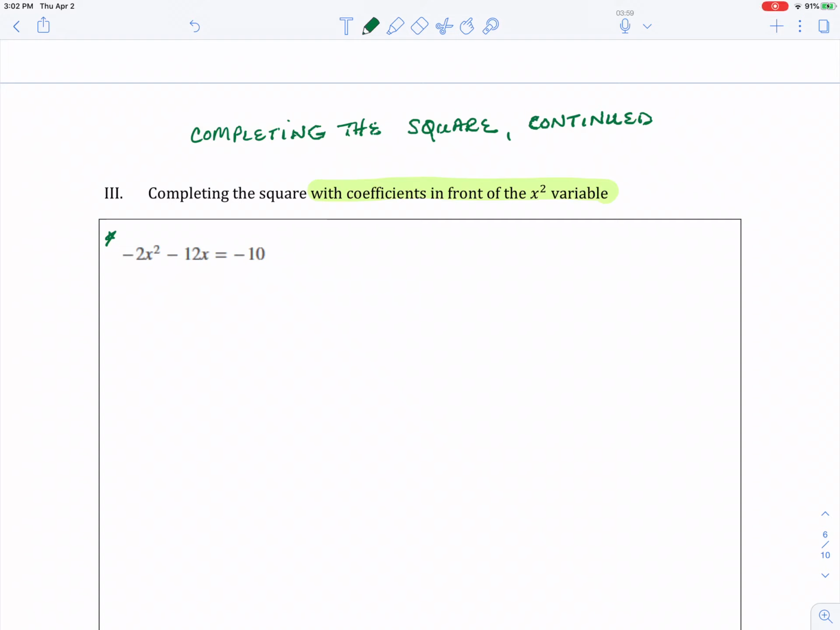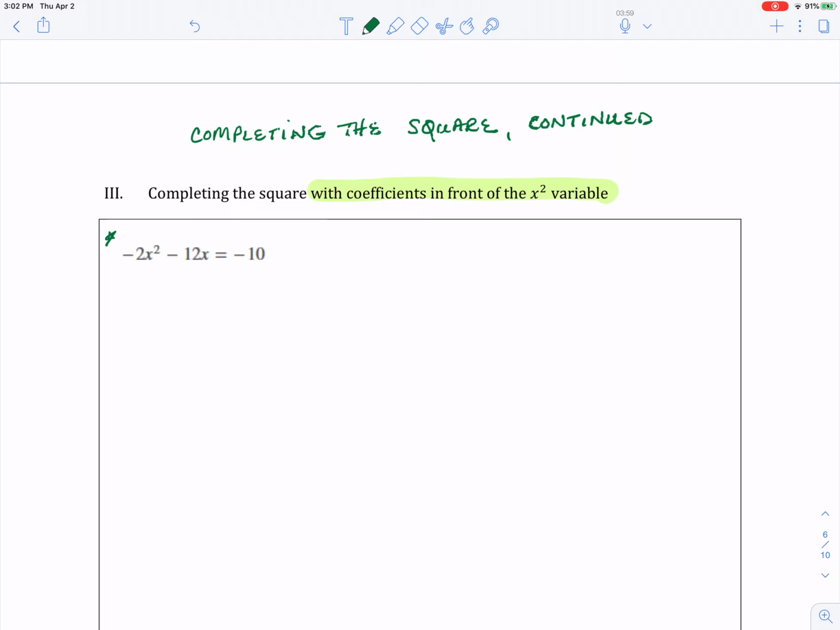I'm still working in section 10.1. We are working on the process of solving second degree equations by completing the square. And we've done a couple of different types, and this last type that I want to show you is what do you do when you have a lead coefficient on the second degree term that is not 1. All the previous ones I've had a lead coefficient of 1.